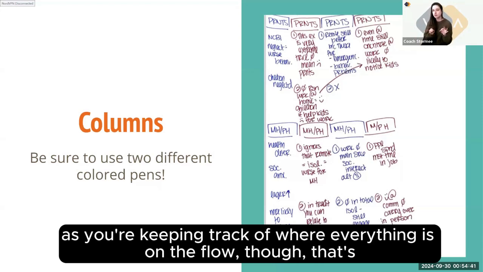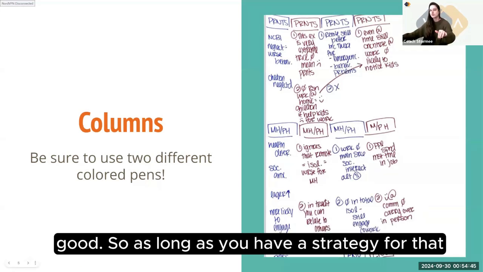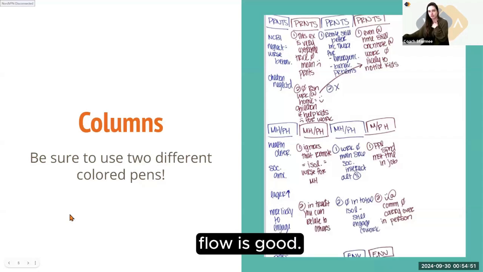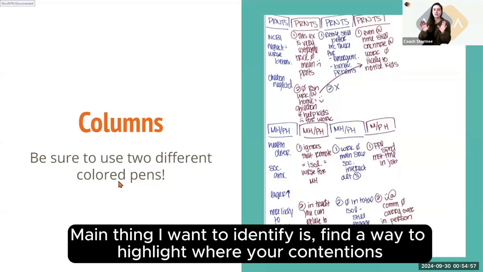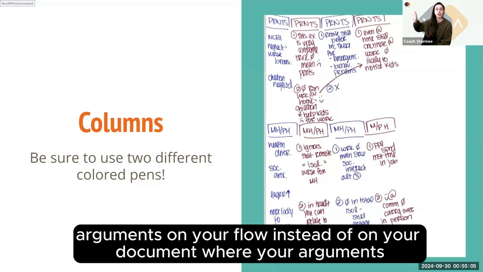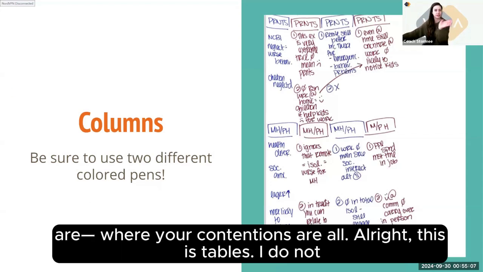As long as you're keeping track of where everything is on the flow, though, that's good. So yeah, as long as you have a strategy for that, Danny, you might change it over time just to adapt. But knowing where the pieces are on the flow is good. The main thing I want to identify is find a way to highlight where your contentions are, line the arguments up next to each other, and write your arguments on your flow instead of on your document where your contentions are.